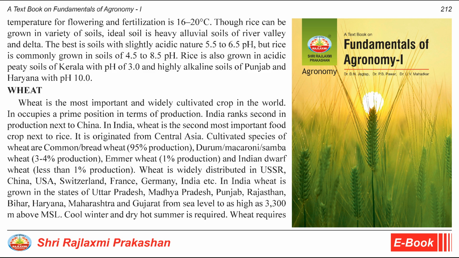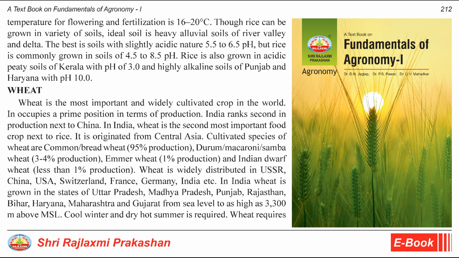Wheat. Wheat is the most important and widely cultivated crop in the world. It occupies a prime position in terms of production. India ranks second in production next to China. In India, wheat is the second most important food crop next to rice. It originated from Central Asia. Cultivated species of wheat are common bread wheat, 95% production, Durum macaroni samba wheat, 3 to 4% production, emmer wheat, 1% production, and Indian dwarf wheat, less than 1% production.